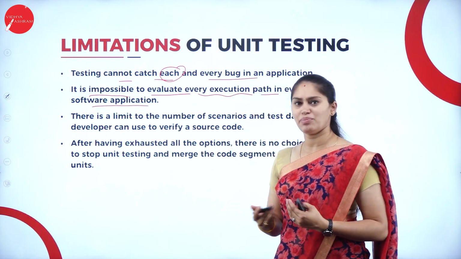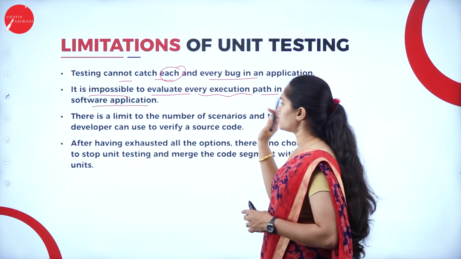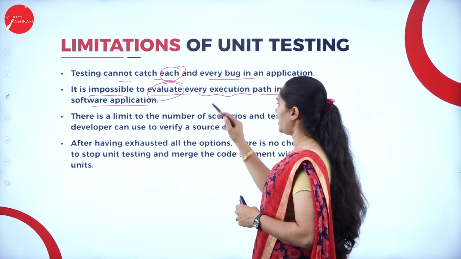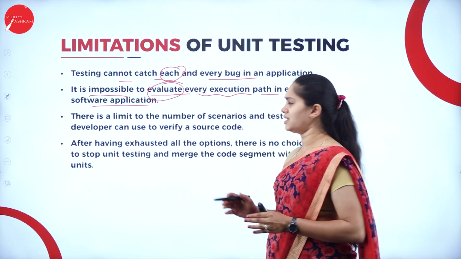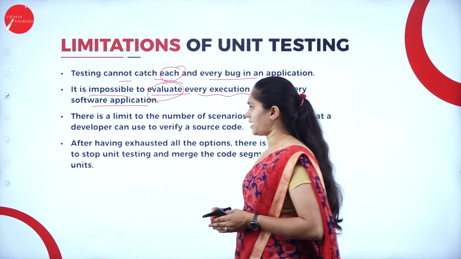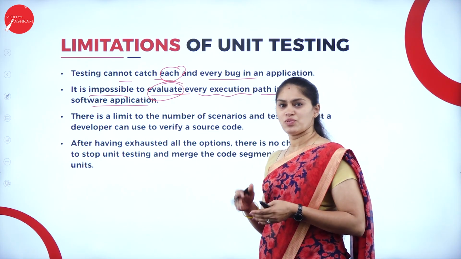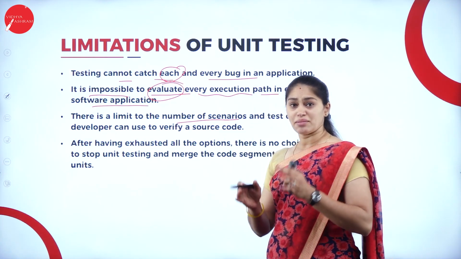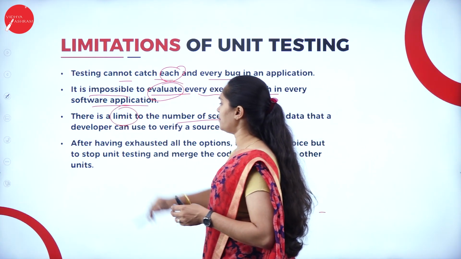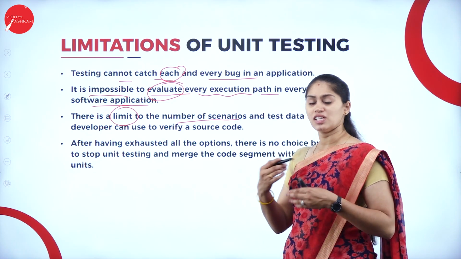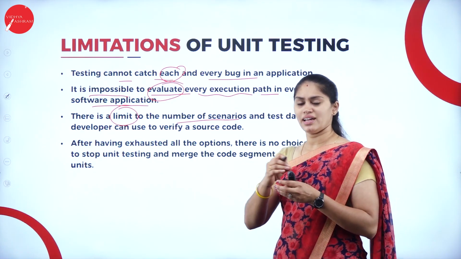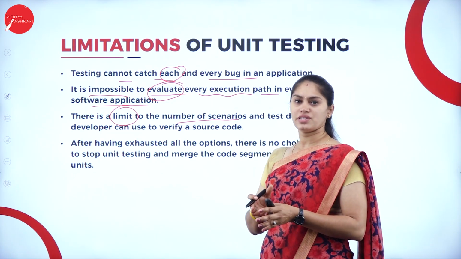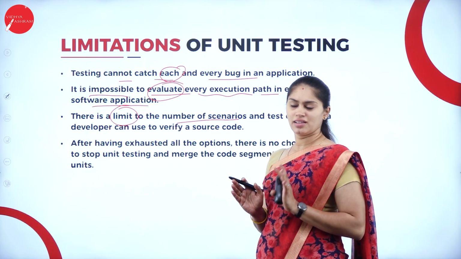So we can't always expect a 100% result. Here also, we can't evaluate all the execution paths across the whole application, and developers will not allow n number of scenarios. There must be a limit. So there is a limit to the number of scenarios, and only in those scenarios, or in those test cases, they have to check whether it is working properly or not.